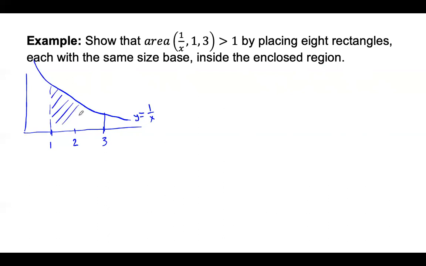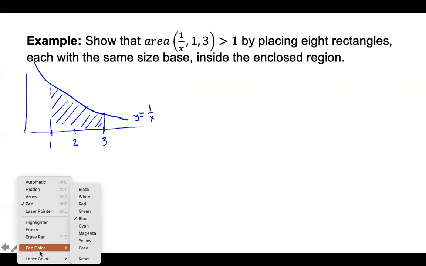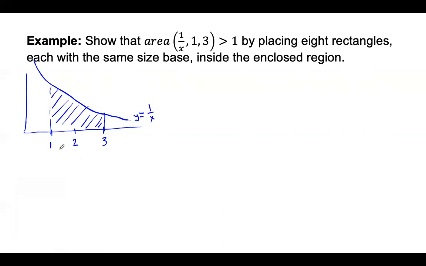So this area, and as we notice, it's 3 minus 1. Got the wrong part there. It's 2, so this part here is 2. And the question says, placing 8 rectangles, each with the same size base inside the enclosed region. So we wish 8 rectangles.